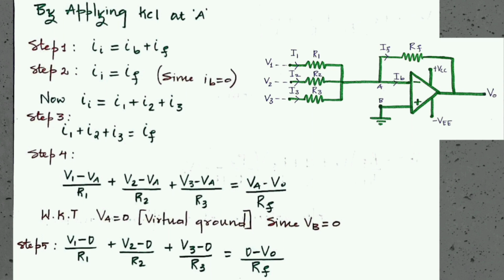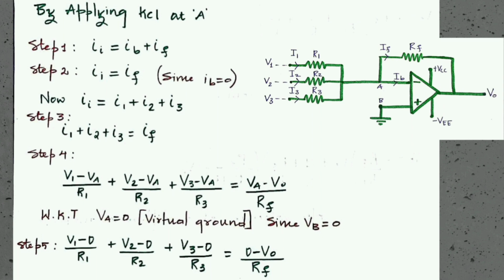Now I_I will be equal to I1 plus I2 plus I3. These are the currents flowing through the resistors R1, R2 and R3. Now substituting I_I, you get step number 3: I1 plus I2 plus I3 will be equal to IF. Now step number 4, your I1 can be written as the voltage entering through that point, that is V1 minus, it ends at the point VA. So V1 minus VA by R1 plus, in the same way, V2 minus VA by R2 plus V3 minus VA by R3, which is equal to VA minus V0 by RF.